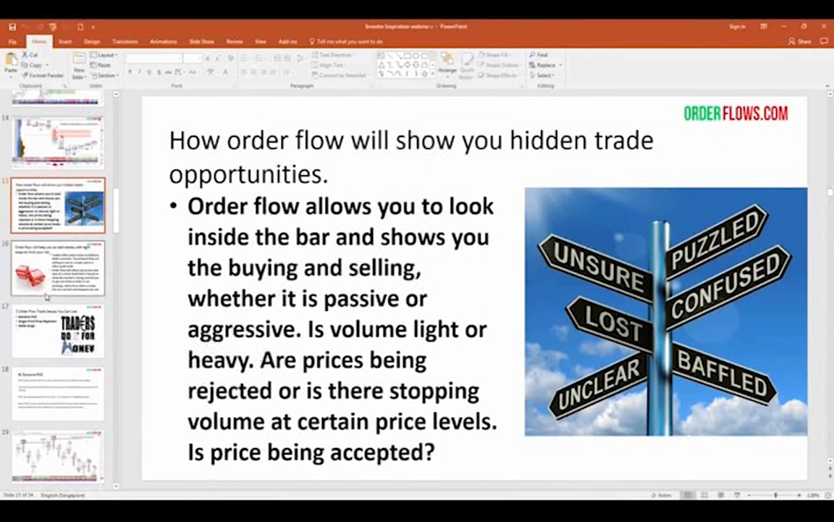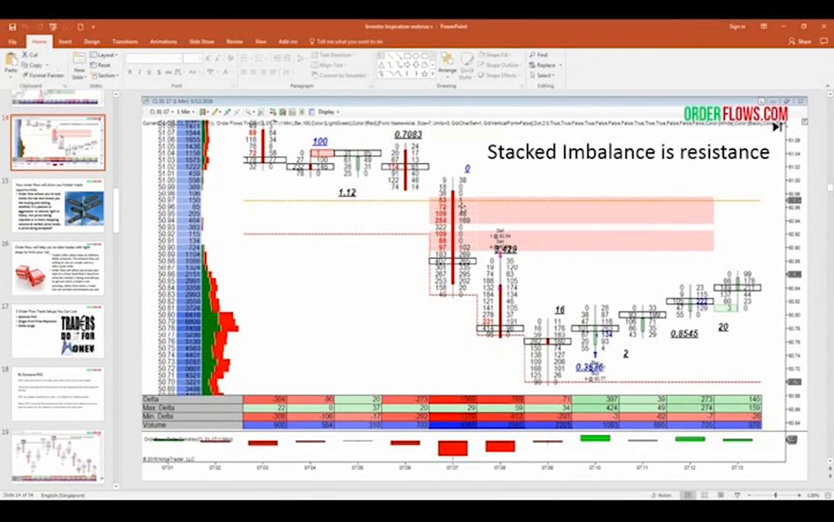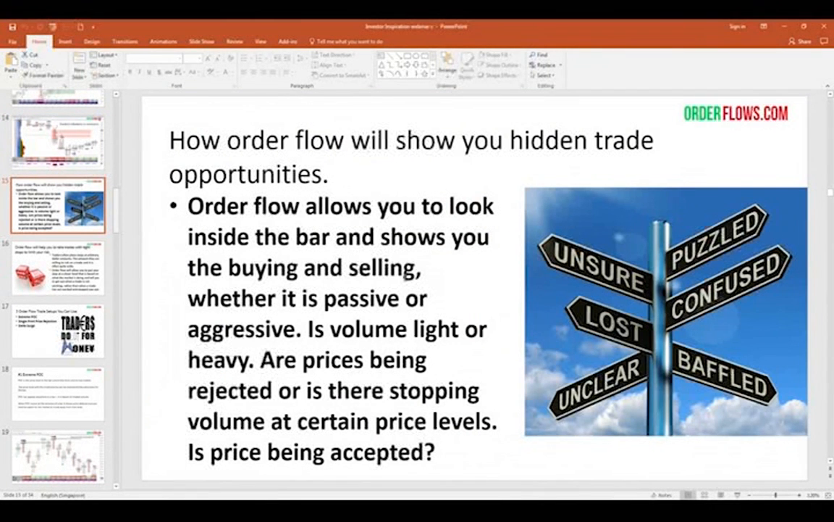So order flow will show you hidden trading opportunities. Again, like I showed you here in this crude oil, you have this stacked imbalance. You're not going to see this information on a normal bar chart. It's just not going to show up. So, order flow charts will allow you to look inside the bar, showing you the buying and selling, whether it's passive or aggressive, is volume light or heavy, are prices being rejected, or is there stopping volume, meaning heavy volume at certain price levels, or is price being accepted?